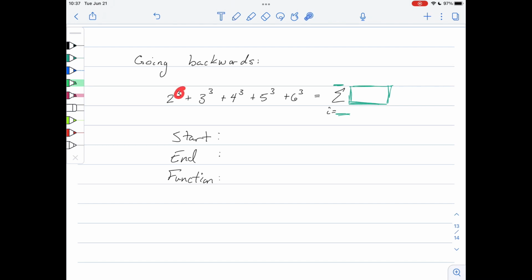Now, I often find it easier to start at the function. So what do we notice? We notice everything's being raised to the third power, and we're starting at 2, and we're just incrementing by 1 until we get to 6. So f of x is going to be x cubed, because no matter what we change our i to be, we're always going to be cubing it. We start at 2, and we end at 6. So we can just fill in everything in our sum now. So i equals 2 to 6 of f of i, but f of i is just i cubed, so we can just put that function right in there.